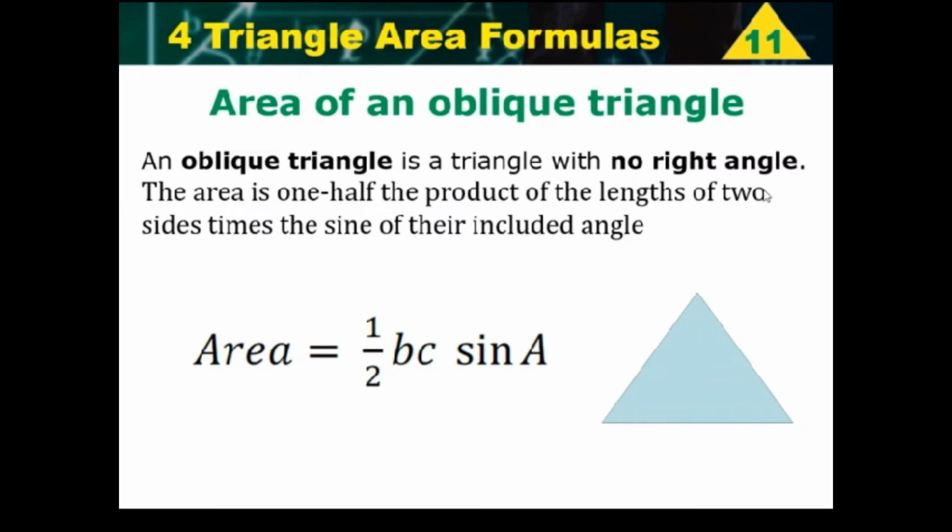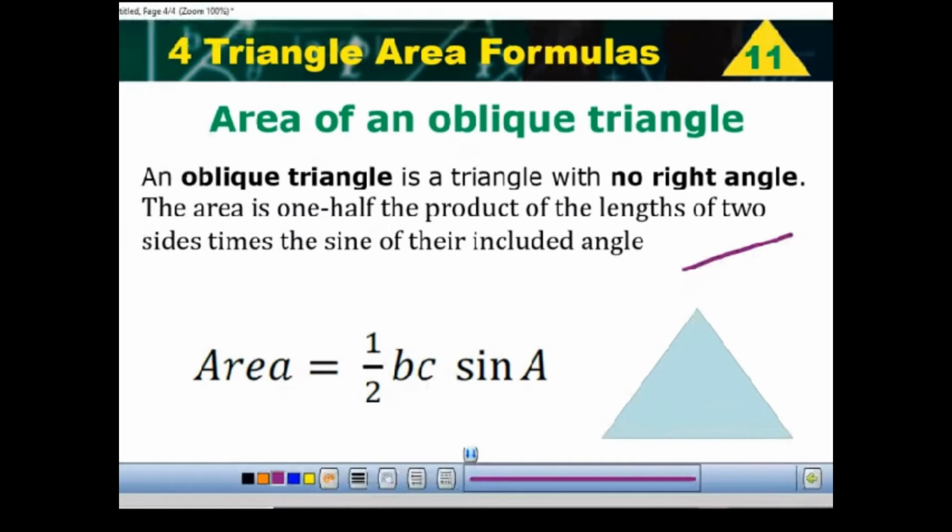The area is 1/2 the product of the length of the two sides. So you basically have two sides. Obviously, this picture is not very accurate here. It just looks like a triangle, maybe something like that, something like this, or something like that.